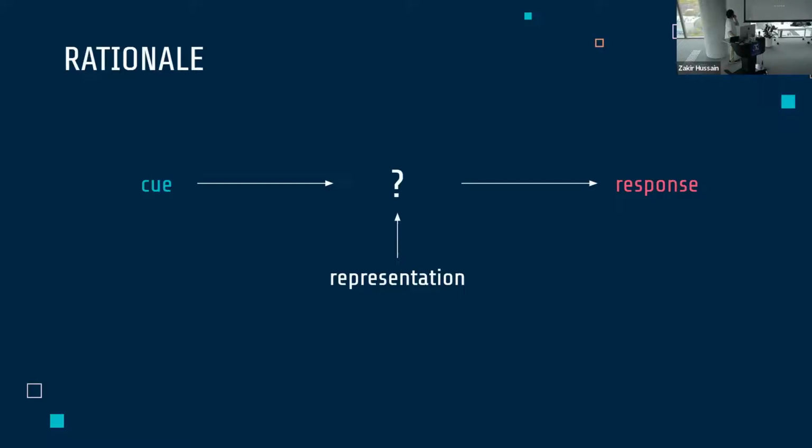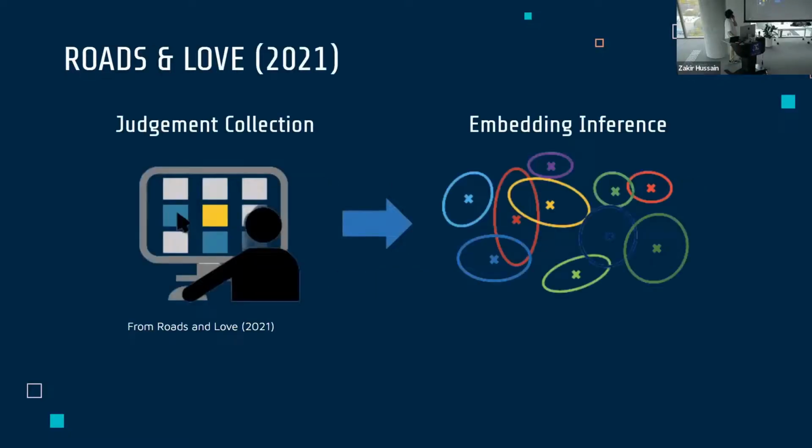So one idea, which was inspired by a recent paper by Rhodes and Love, was, well, I'll explain the paper first. What Rhodes and Love did was they were trying to enrich ImageNet, which is a really large data set for visual object recognition, machine learning. And they were trying to enrich it with human similarity judgments.